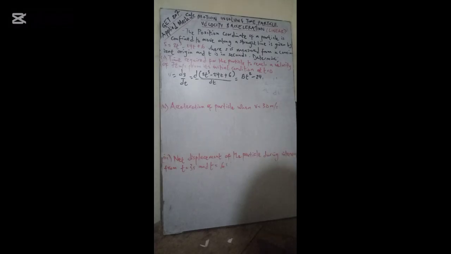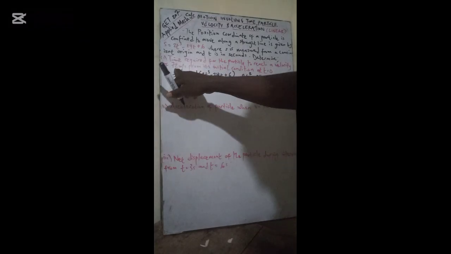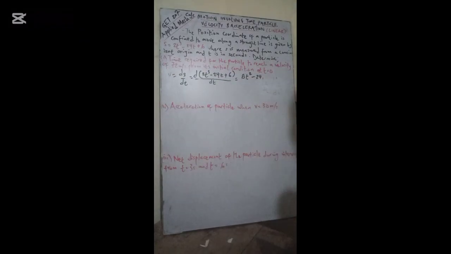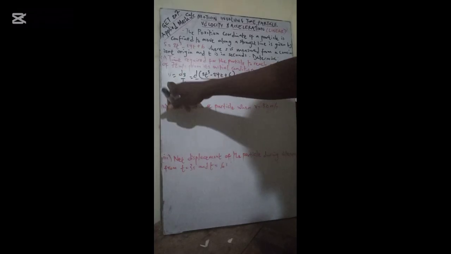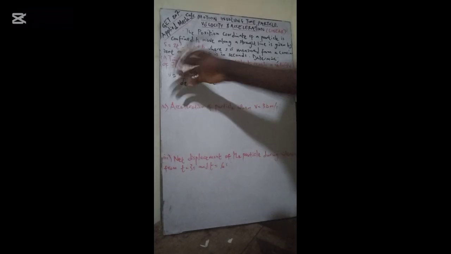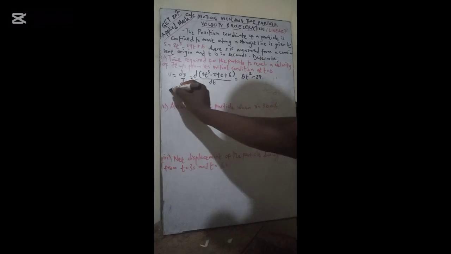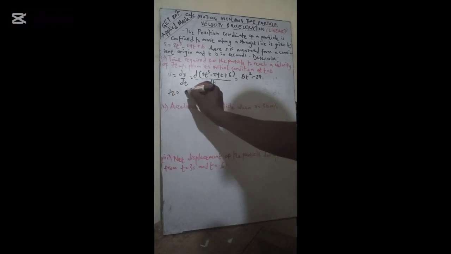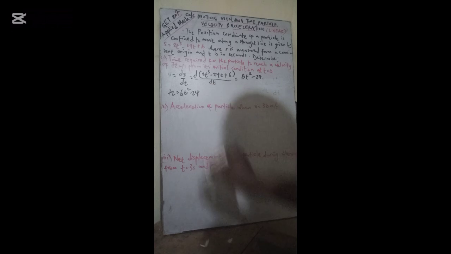Did they give us velocity in the question? Yes, they said to reach a velocity of 72 millimeter per second. Since we already have v equal to this, we just put this 72 equal to this, because you know v is already 72. So from there we have 72 equals 6t squared minus 24.